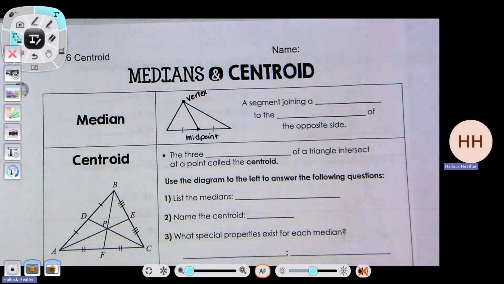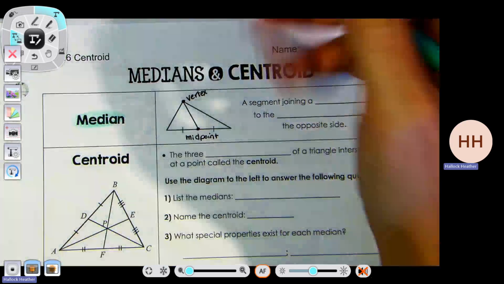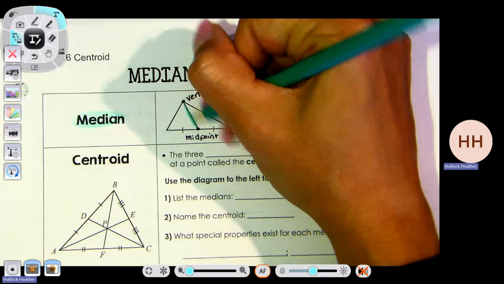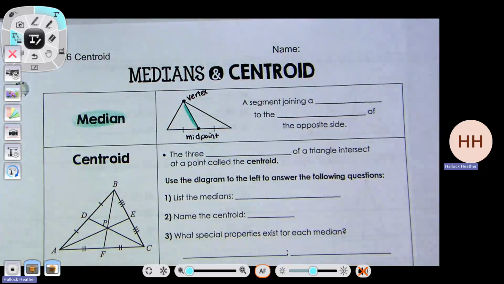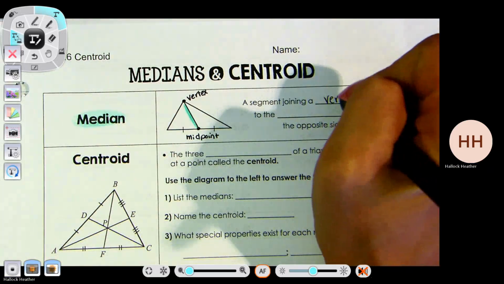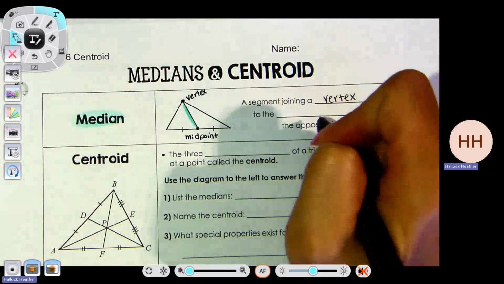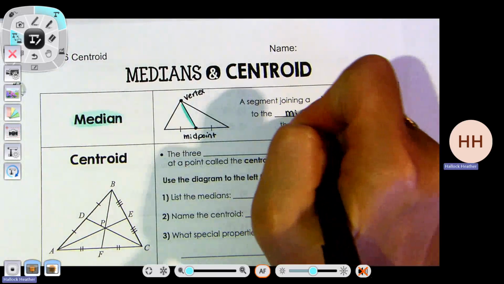So if you take one of your colored pencils, a median technically is the line that's created whenever you connect the vertex to the midpoint. A midpoint's made by just cutting a side of a triangle in half or a line segment in half. So a segment joining a vertex to the midpoint of the opposite side.